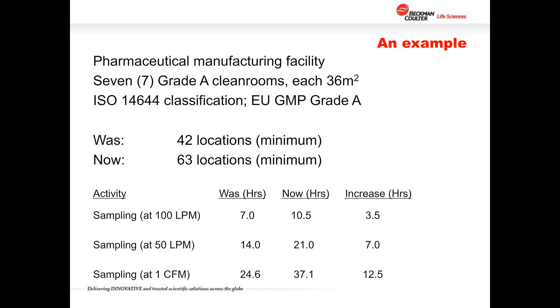So now we have 9 times 7 rather than 6 times 7 for our number of points as a minimum. And so if we look at that and we say, well, it takes a certain amount of time to do each one, depending on the sample rate of the machine. Well, if we had a 100 liter per minute machine, it would take us 7 hours previously. Now it's going to take about 10.5 hours total. If we have a slower flow rate machine, then that's going to take us yet even more. So we have concerns with that in terms of the increase in hours to execute this. Again, there's a purpose behind it, to improve the quality of the data by having an increase in the number of points.